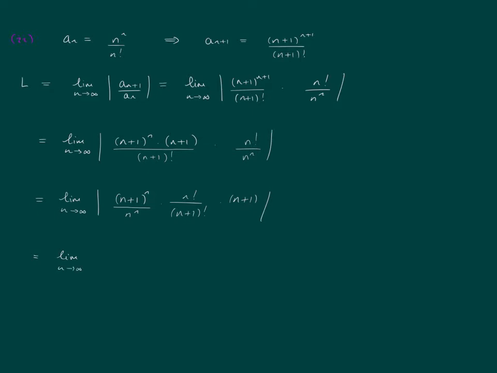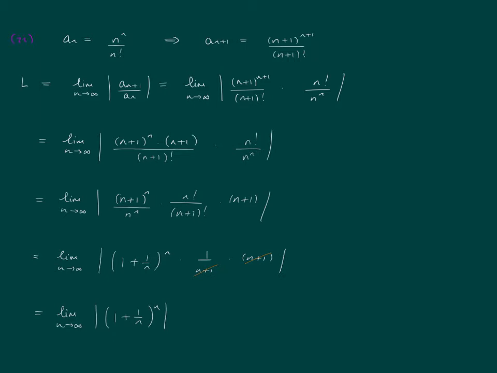Well, this is the limit of (1 + 1/n) to the n. If I divide the n into the n+1, I get that. The n factorial over (n+1) factorial will leave me with 1 over n+1, times n+1. So this is equal to, the n+1 cancels with the n+1, I'm just left with this.